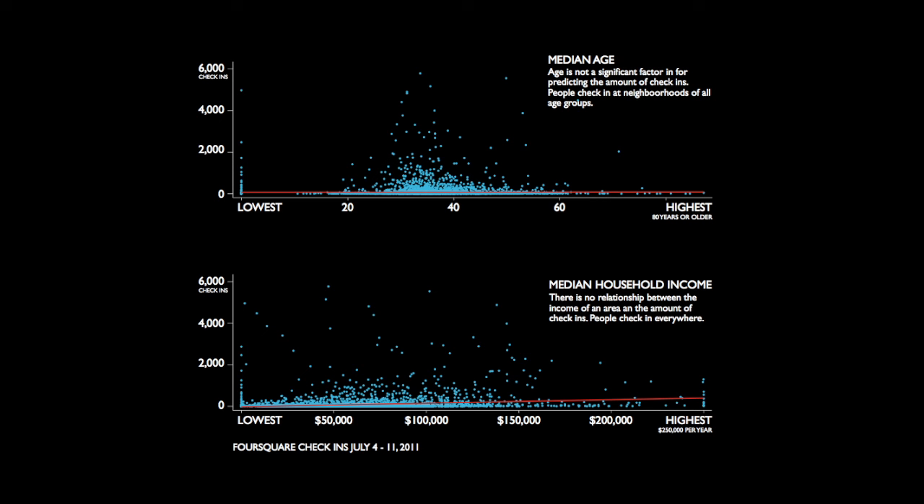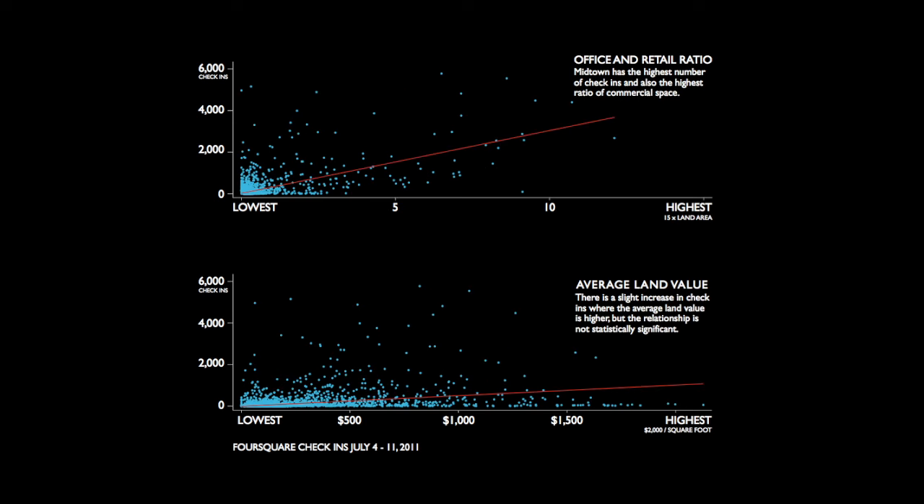Median household income, there was no relationship between income and check-ins. Office and retail ratio, yes, there was a strong relationship, and that was pretty obvious. And average land value, there was a slight increase, but no significant correlation between check-ins and land value.